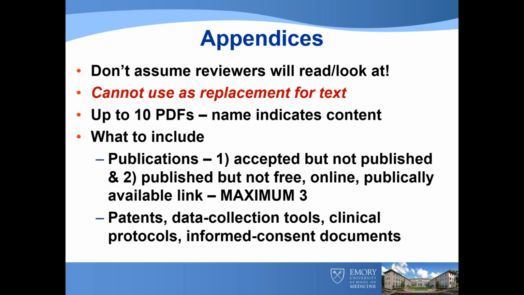You can have up to 10 PDFs. Make sure the name indicates the content, so when they go into the appendices, they'll see Appendix 1, 2, and so on. And here, this is Publication 1, Publication 2, whatever. What can you include? You may include publications, but there's only a maximum of 3, so you cannot have 10 papers out there. And these papers cannot just be what anybody else can go online and find. They can be accepted but not published.